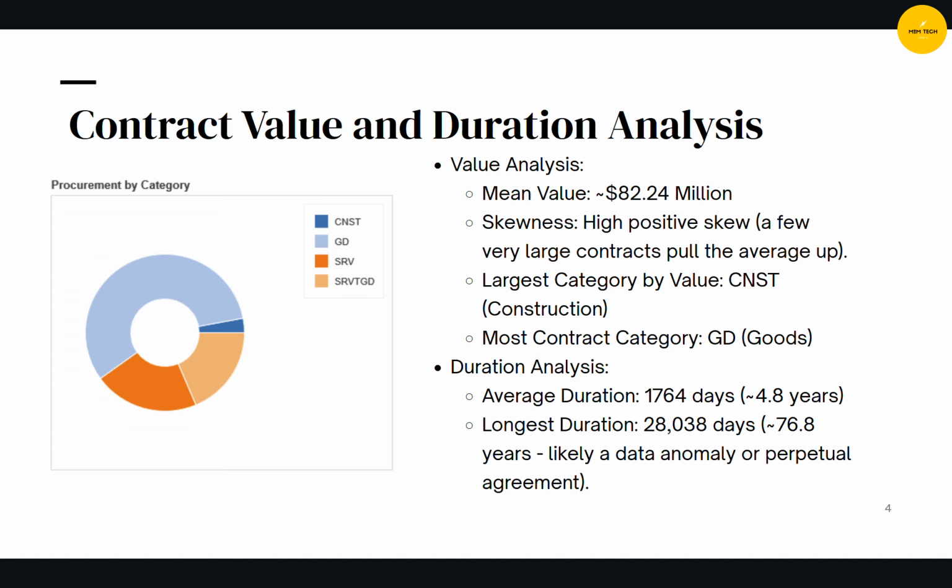In terms of duration analysis, the average duration of a project was 4.8 years, and there was a longest duration in the data, but it might be an anomaly or a perpetual agreement, as I mentioned in the previous slide as well.